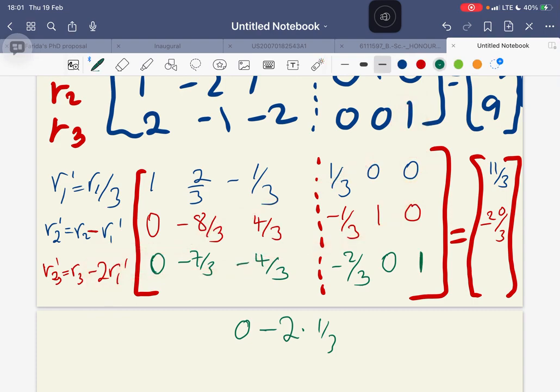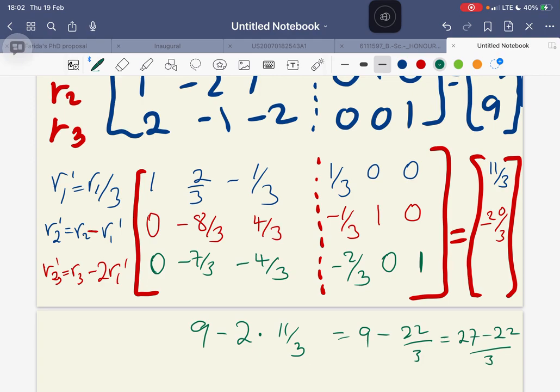Okay. Then finally, we look at our 9 minus 2 times this. So here we are going to put it down. So we are going to have 9 minus 2 times row 1 prime, which is 11 over 3. So this is equal to 9 minus 22 over 3, which will give us 27 minus 22 over 3. So simply we have what? 5 over 3. We have 5 over 3.